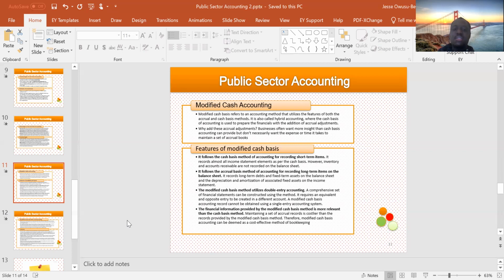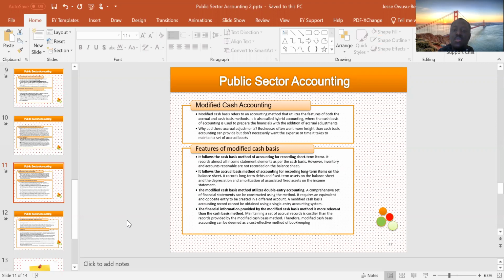The modified cash basis also uses the double entry accounting system, which basically says that every debit entry has a corresponding credit entry. The next one is that the financial information provided by the modified cash basis method is more relevant than the cash basis method. It's more relevant.